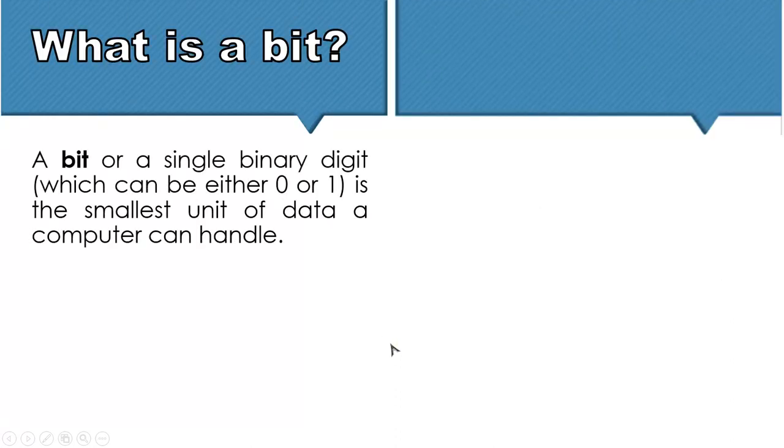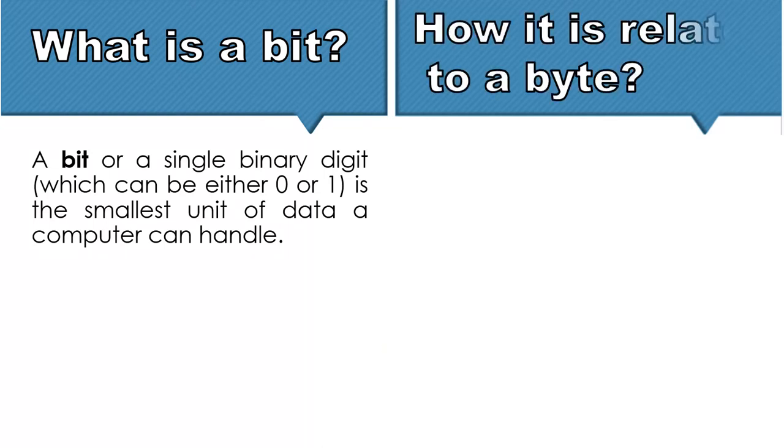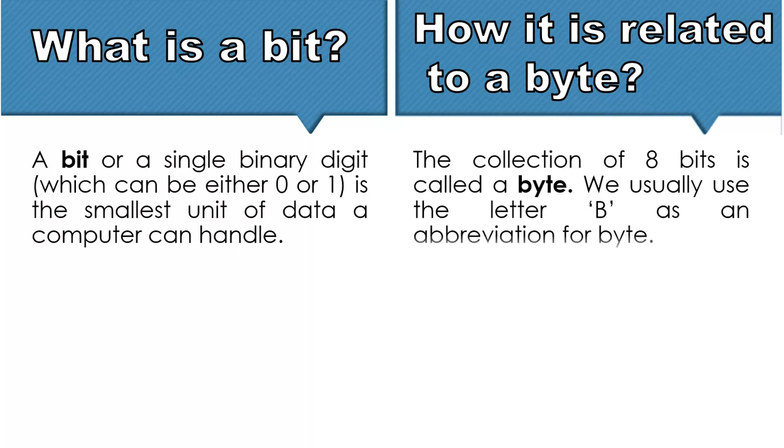Next we come to, what is a bit? A bit is a single binary digit which can be either 0 or 1, and is the smallest unit of data a computer can handle. How is it related to a byte? The collection of 8 bits is called a byte. We usually use the letter B as an abbreviation for byte. 1 byte is equal to 8 bits.